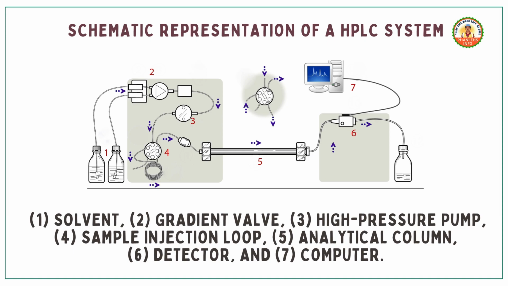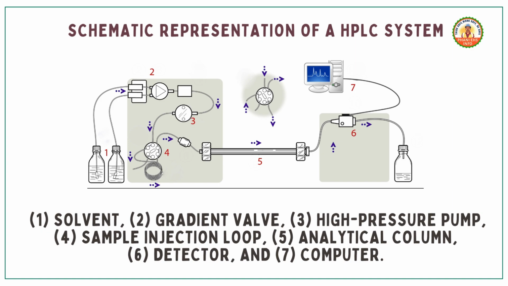Gradient valve: this valve controls the mixing of different solvents. It allows for the creation of a gradient, where the composition of the solvent can change during the run. This helps in separating components with different properties more effectively. High-pressure pump: this pump pushes the solvent and sample through the system at very high pressures, up to 400 atmospheres. This high pressure is what makes HPLC much faster and more efficient than traditional liquid chromatography.